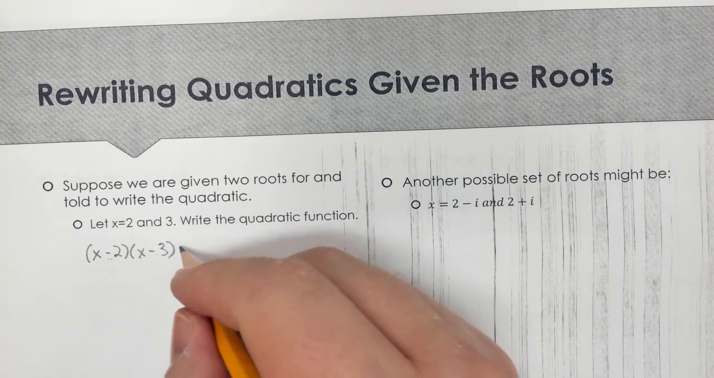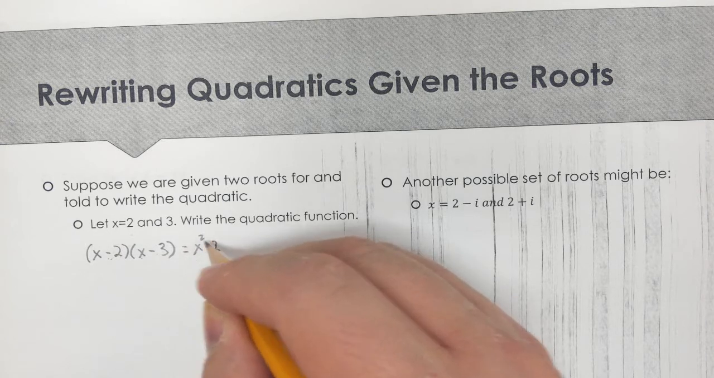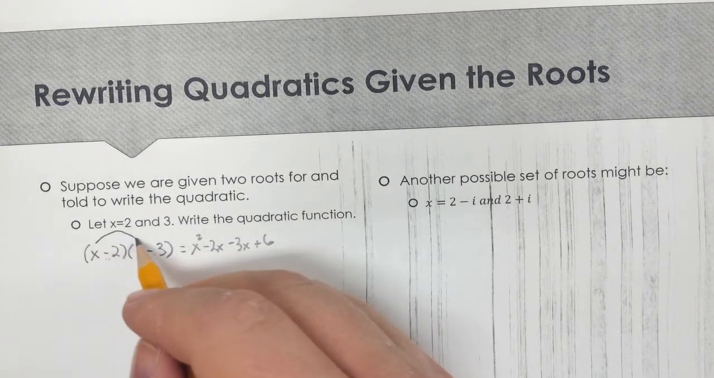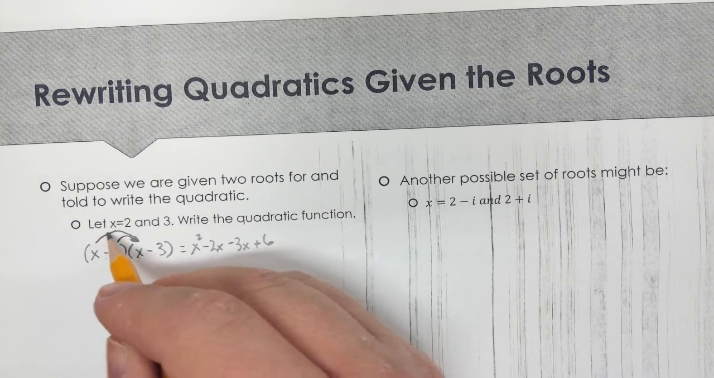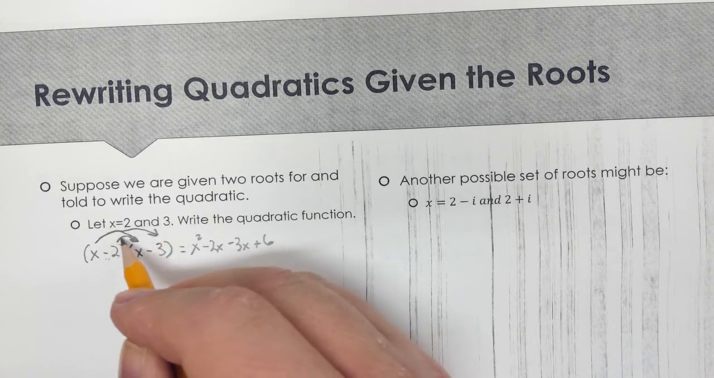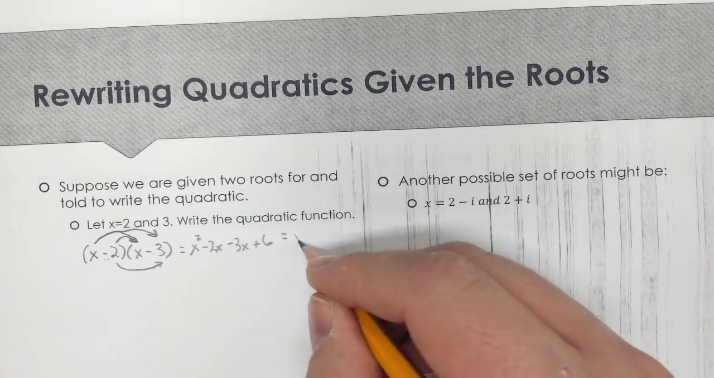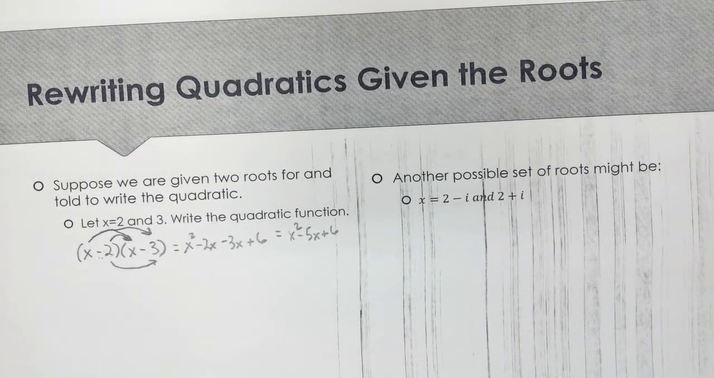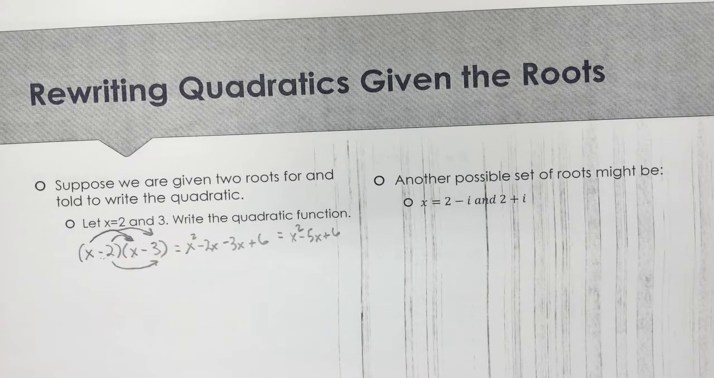Okay. Then all I'm going to do is distribute: x squared minus 2x minus 3x plus 6. And that's equal to x squared minus 5x plus 6. That's all I'm doing. Just taking the roots, putting them in here, and rewriting the quadratic.